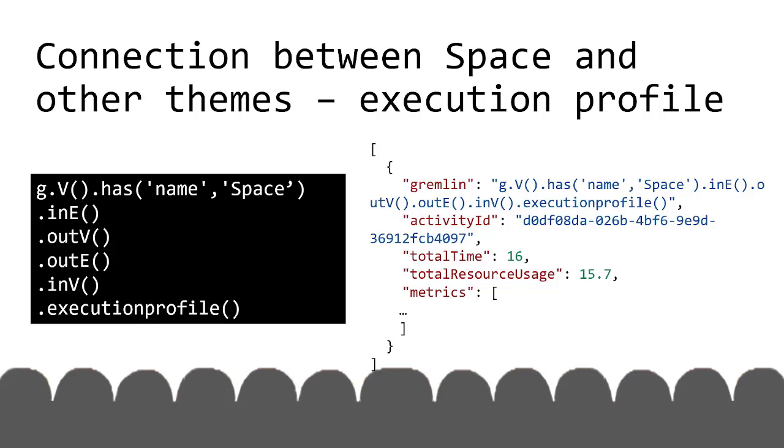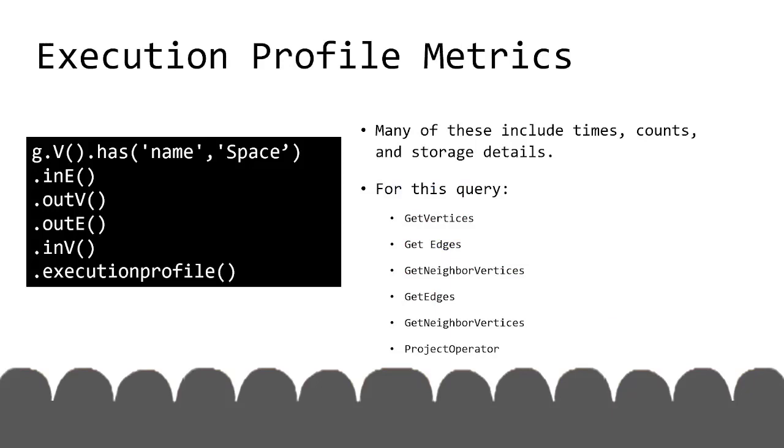Now, you may see that it comes back in JSON and wonder if you can do more filtering off of that. At the end of executionProfile, that's where it stops. You can't add more to your query after the profile to do the filtering. So when we do the execution profile, you can see that the results here show something like the query that was run, the activity ID, how long it took to run, the total resource usage, and any metrics. Those metrics include things such as the times, the counts, and any storage details associated with that query.